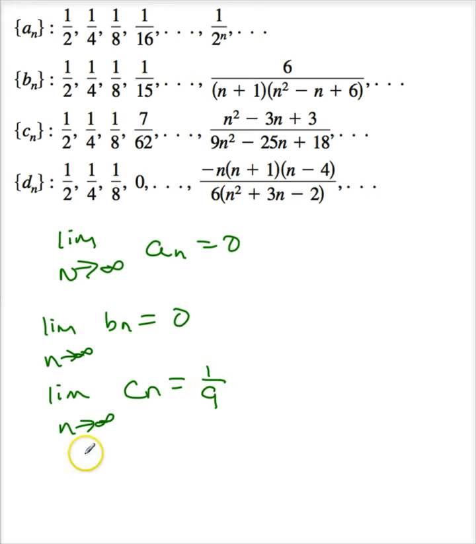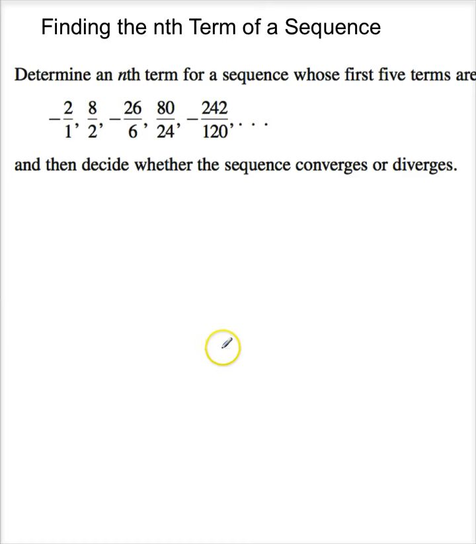And now let's look at the limit as n approaches infinity of d sub n. Now we're going to see the highest power in the numerator is a cube, highest power in the denominator is a square. So there are a number of tricks we could use, but this one diverges. This limit is infinity. So we need to use inductive reasoning to see if we can figure out what the nth term of the sequence is.